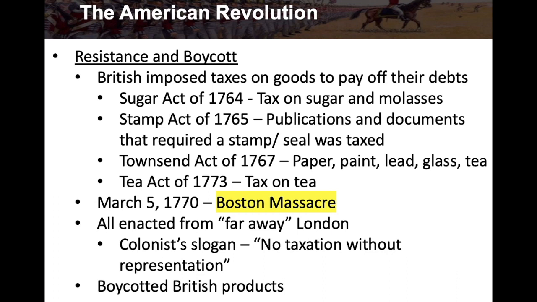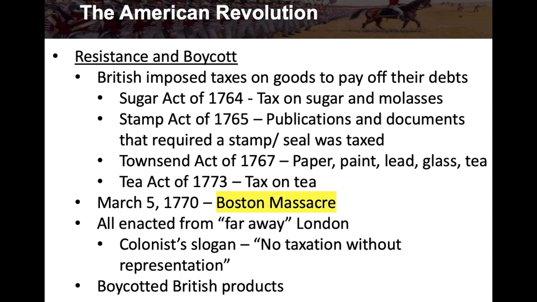Another issue that takes place is on March 5th, 1770, so we kind of go back in time a little bit. I didn't want to interject that in the middle of the list of the taxes. But on March 5th, 1770 is the Boston Massacre. It takes place where a group of colonists are killed by some British soldiers. And again, there's debate on who fired the first shot, who did what. Rocks were thrown, snowballs were thrown, and then the British fired, and some colonists were killed.